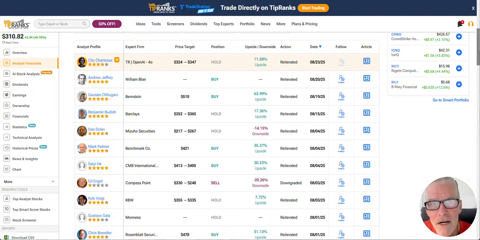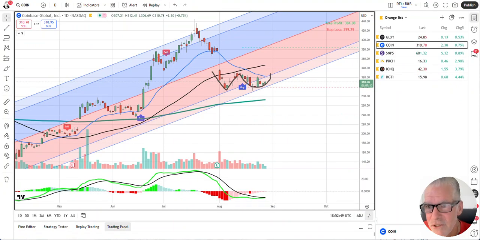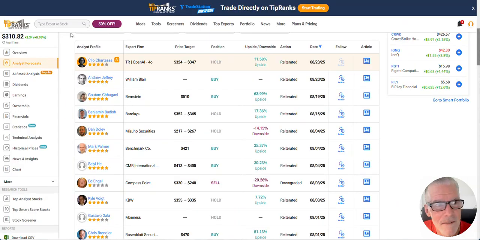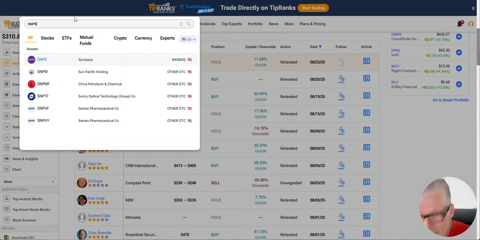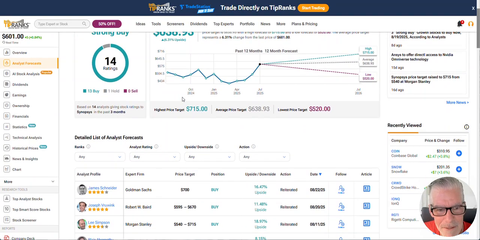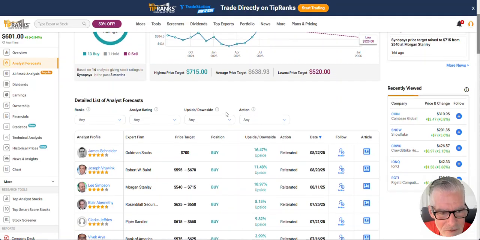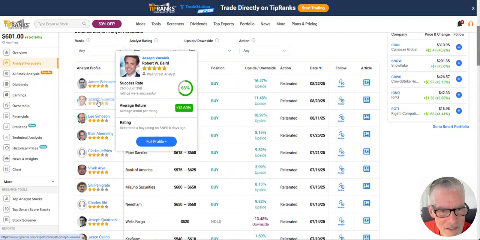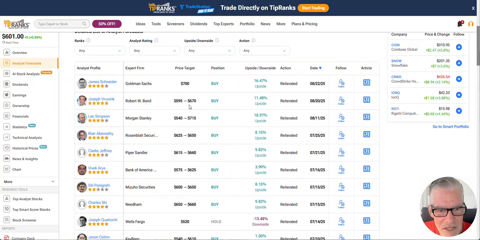All right, so what else is on the list? I'll just do a couple more of these. SNPX. This I know has very good fundamentals, but let's see what the analysts say. Okay, so they're on a strong buy. It's not a very volatile stock, so a 6% upside is not that great, but it's better than a poke in the eye with a sharp stick, right? Highest price target is 715. Let's see where the 5 stars are at.